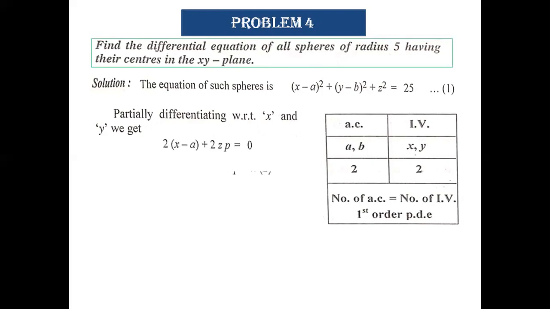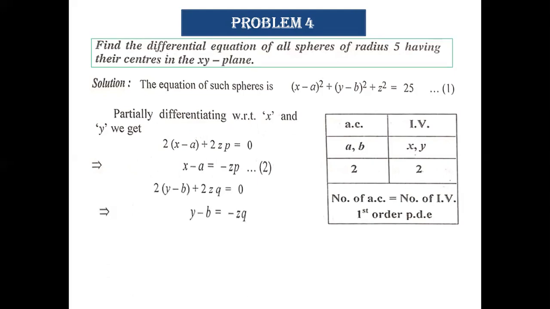We get 2 times (x minus a) plus 0 for the y term, and z square gives 2z into ∂z/∂x. So simply I will write 2 into (x minus a) plus 2zp equal to 0. Then we can write x minus a equals minus zp.